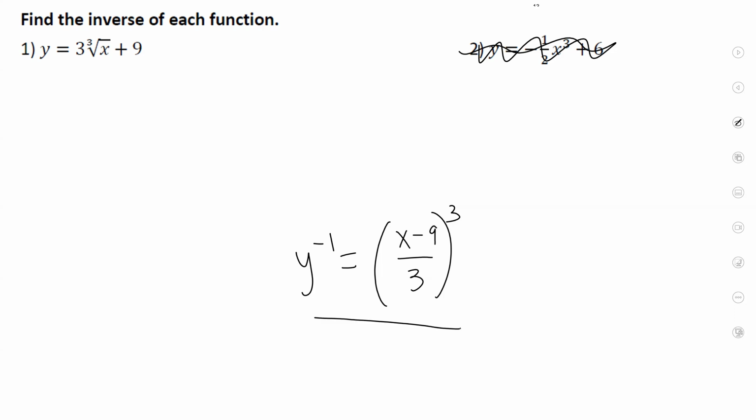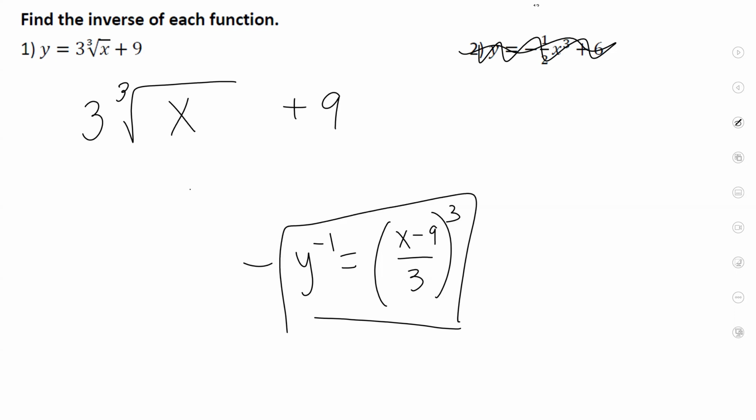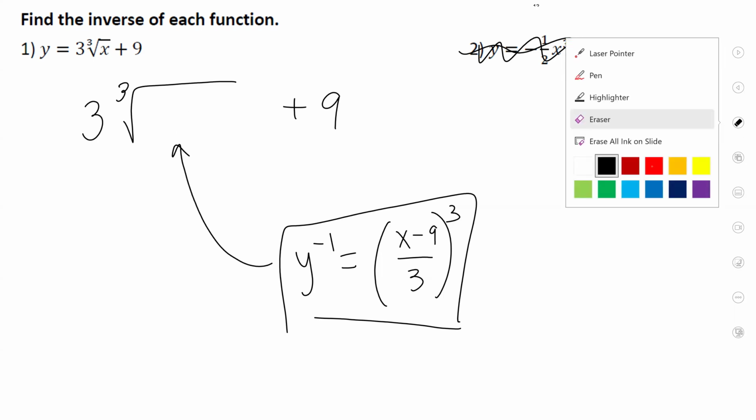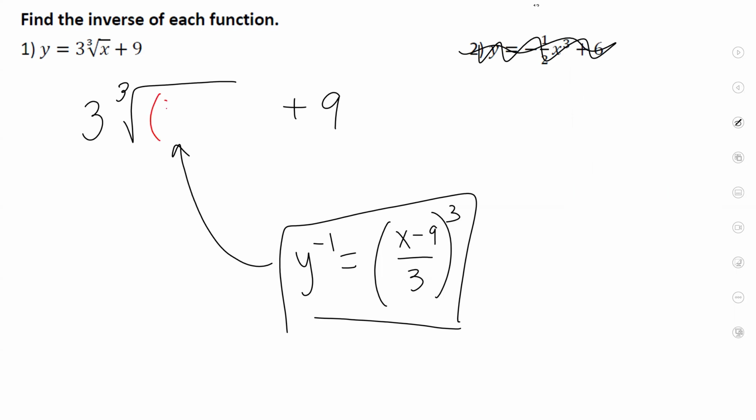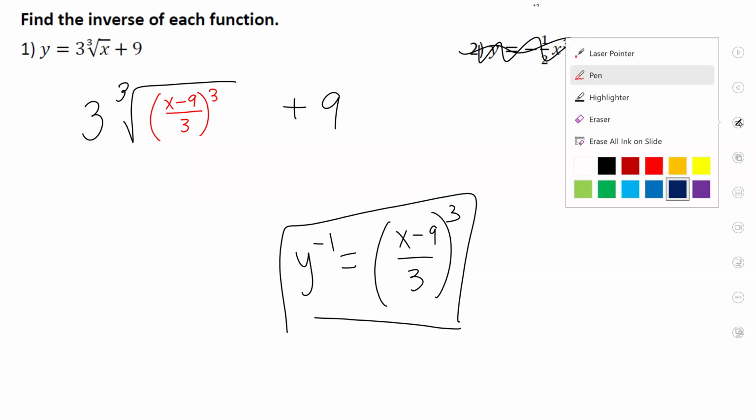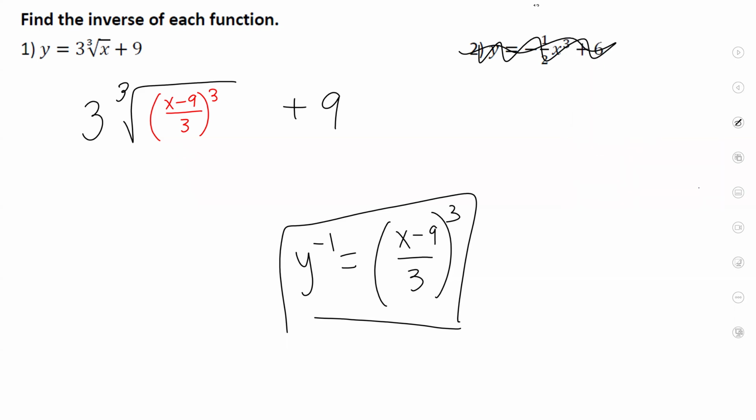What I'm gonna do is I'm gonna write this again. However, I'm going to plug the inverse function into the original function. So I'm going to erase that x, and in its spot, I'm going to put x minus 9 divided by 3, cubed. If I end up with x, that means I did it correctly. So let's see here. What cancels out? Yes, the cubed root cancels out with the cubed. I'm going to write down what I have now. 3 times x minus 9 divided by 3, plus 9.